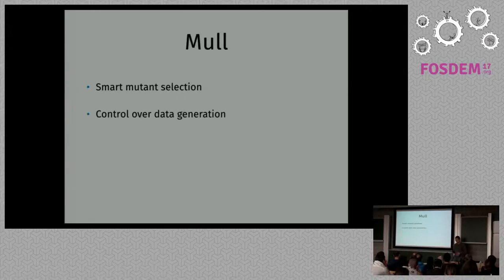The tool is called MAL, not MUL. With this tool, we are trying to solve some of those problems, but not all of them. There are some things that we do to improve the performance and make it better in general. We have smart mutant selection, which helps us decrease the amount of mutants and the amount of data we need to process. And it's very similar to the second point: we provide a means to control the data generation.